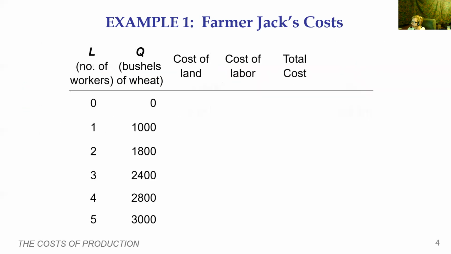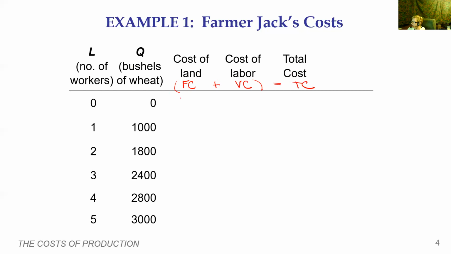Okay, so here we have the cost of land, which is a fixed cost. We have the cost of labor, which is a variable cost. And then we have this new term called total cost. Total cost is just going to be our fixed cost plus our variable cost, and that will equal total cost, which we're going to call TC.